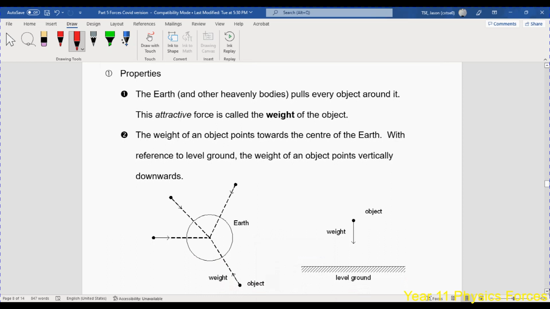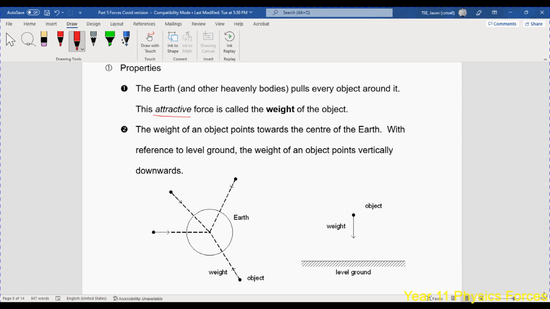Okay, what are the properties of the so-called weight? The Earth and other heavenly bodies pull every object around them. The force is always attractive, so that's the first property. It's called the weight. And of course, the weight here is a bit different to the daily use of the word, which means how heavy we are, but the weight here is a force. The weight of an object points towards the center of the Earth.